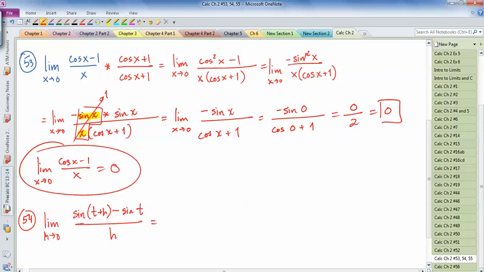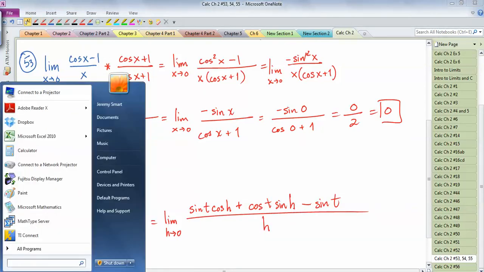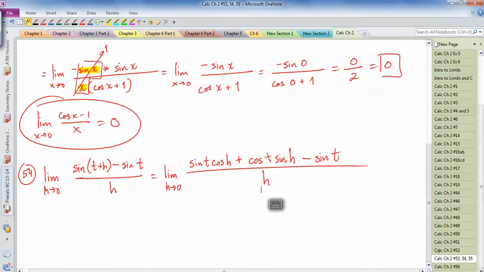Right here. So if we work this out, we've got limit as h goes to 0 of, and then sine(t plus h), that's the angle sum formula. So we're going to break that up. That's going to become sine t cos h, minus, or no, sorry, plus cos t sine h. So that's the first term, and then there's still the minus sine t term, and then this is all over h. Okay. Whoop, sorry.